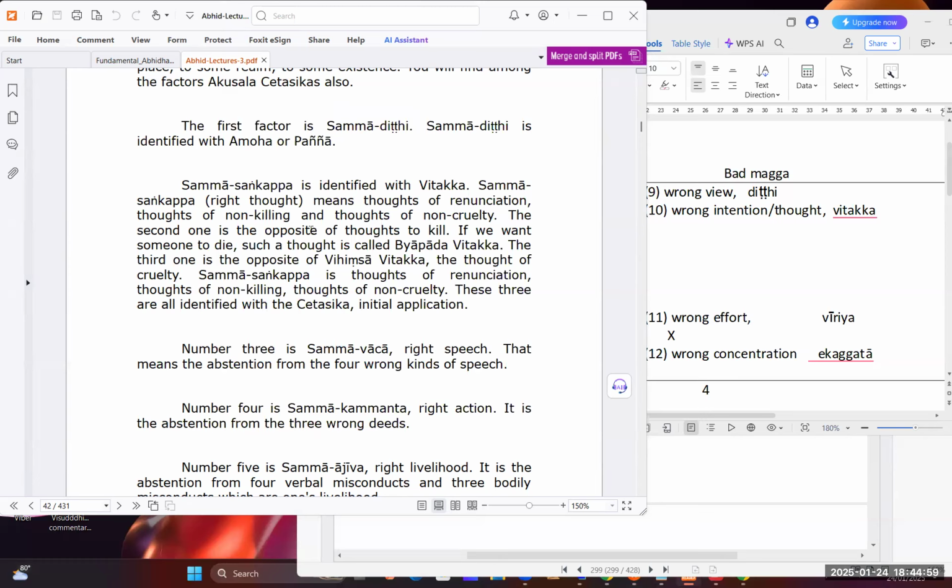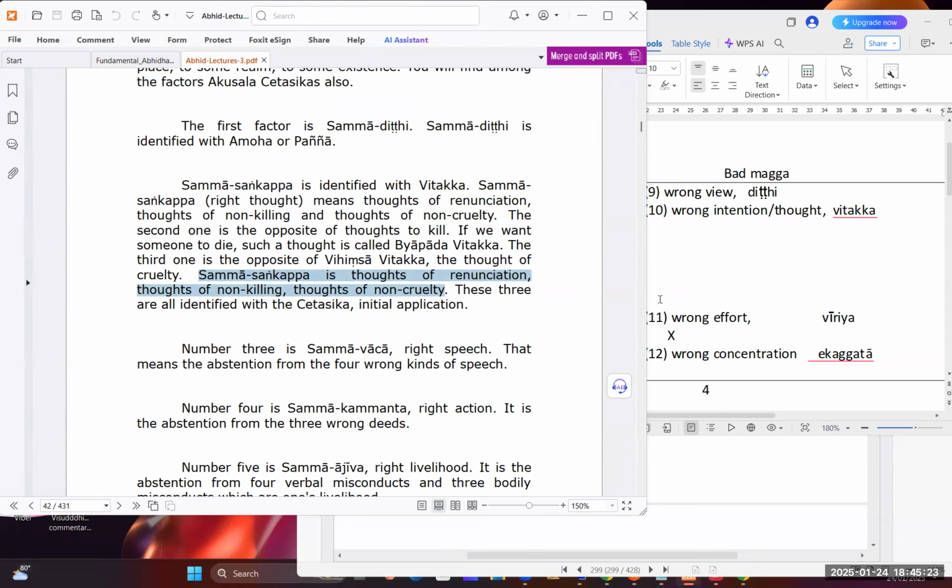The second one is the opposite of thoughts to kill. So if we want somebody to die, such a thought is called biyapada vitaka. The third one is the opposite of vihimsa vitaka, the thought of cruelty. Sama sankappa is the thoughts of renunciation. So this is the one that we call right view, right thoughts.